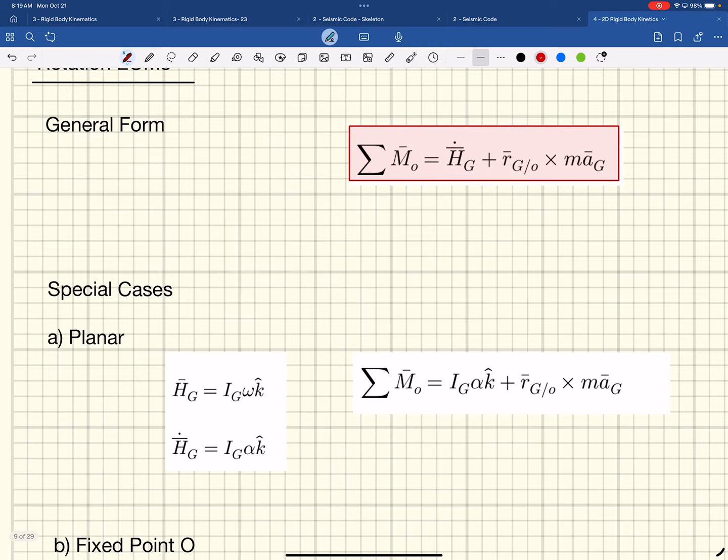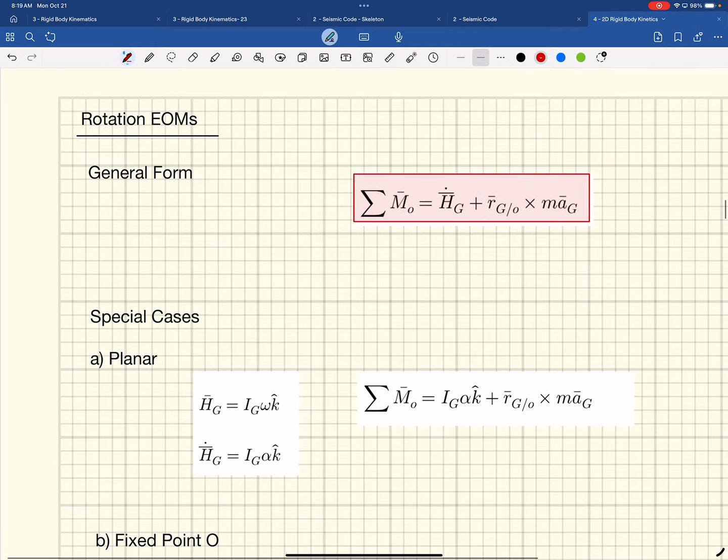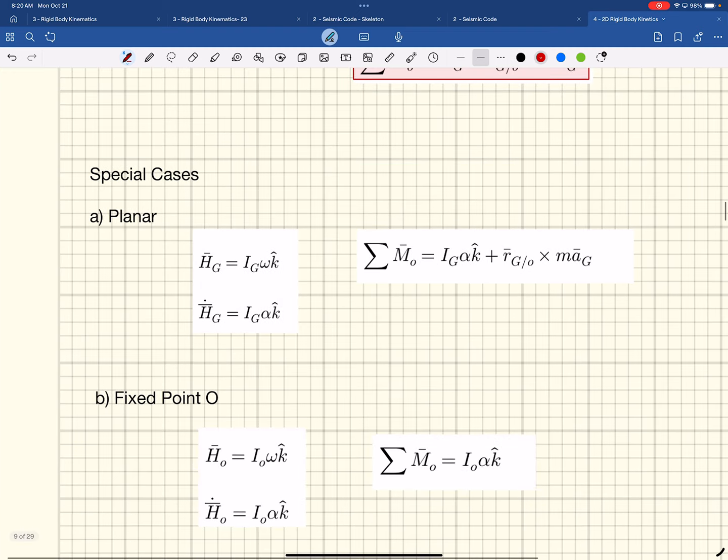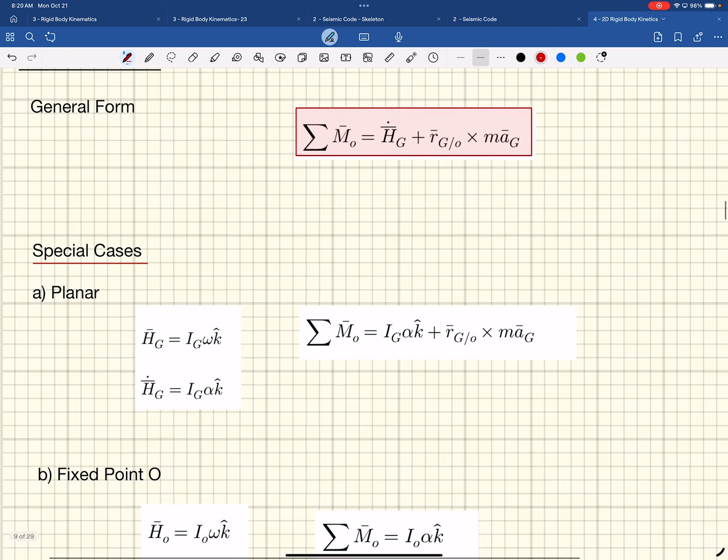Right? There's special cases, so that's the most general form. If you had a more really complex thing, this equation is the one that you would use. But we're gonna deal with special cases. That's the only thing we're gonna do in here, these special cases. The first special case we're gonna deal with is planar. That one up above counts for 3D and everything.